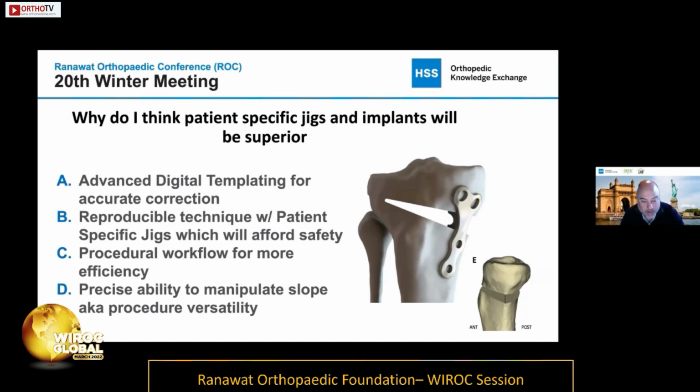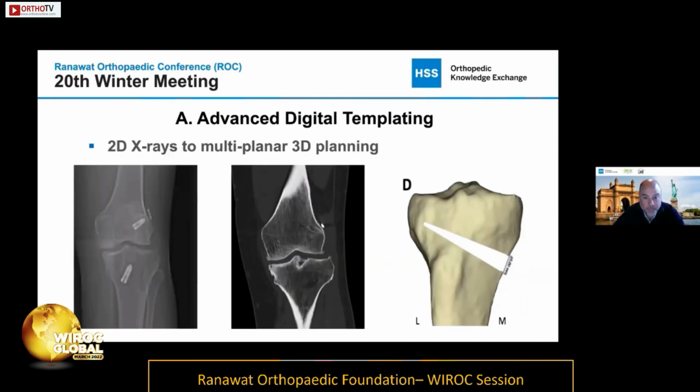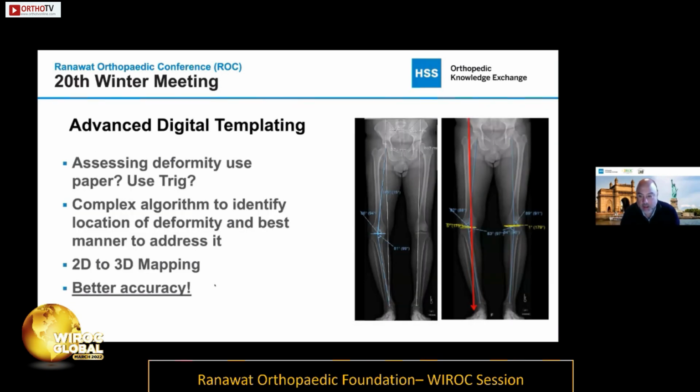And then we're talking about advanced osteotomy. Daniel had a very elegant talk about the coronal correction, but we can't forget about the sagittal correction at the same time. So using advanced templating techniques to manipulate slope. So here's how we do advanced digital templating. Well, it's 2D to 3D technology. It's getting x-rays and superimposing the x-rays with a CAT scan. So we can really get accurate templating.